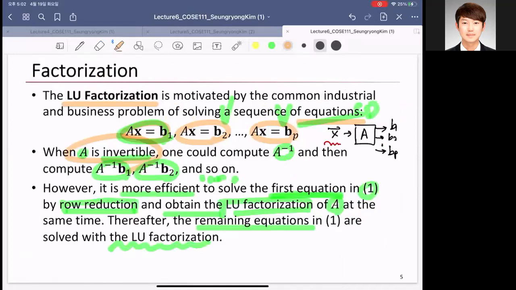LU factorization is motivated by the common industrial or business problem of solving a sequence of equations Ax = b1, b2, b3. When A is invertible, one could compute A inverse and then compute A inverse b1, A inverse b2, something like this. But it's an inefficient way to solve each equation. So LU factorization can be an efficient way to solve your linear system.